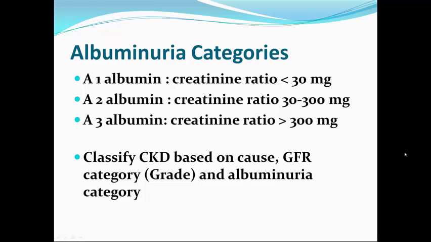Once again, I do not expect you, and neither do I want you at this point in your careers, to memorize these grades and categories. I want you to understand the concept, and that as you get over 300 milligrams of albumin in that albumin to creatinine ratio, that's significant. When the GFR drops below 60, that's significant. And when the GFR is below 60 is when you start seeing the systemic manifestations of diseases and how they affect the kidneys, the rest of the body.